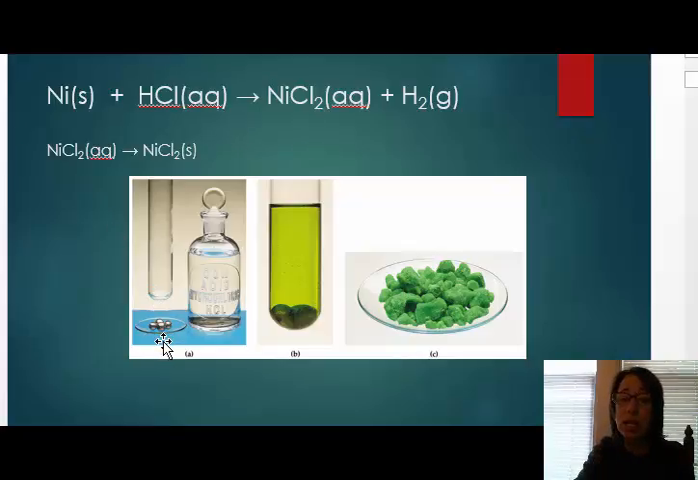Nickel is a shiny metal, and a solution of aqueous hydrochloric acid is a colorless liquid. When the hydrochloric acid solution is added to the nickel, the aqueous solution changes its color to green, and tiny bubbles are obvious. The bubbles are hydrogen gas, and the green color is due to the dissolved nickel 2 chloride. After the reaction is complete, the hydrogen gas has bubbled away, and the water can be evaporated or boiled away to recover the solid green nickel 2 chloride formed from the reaction.